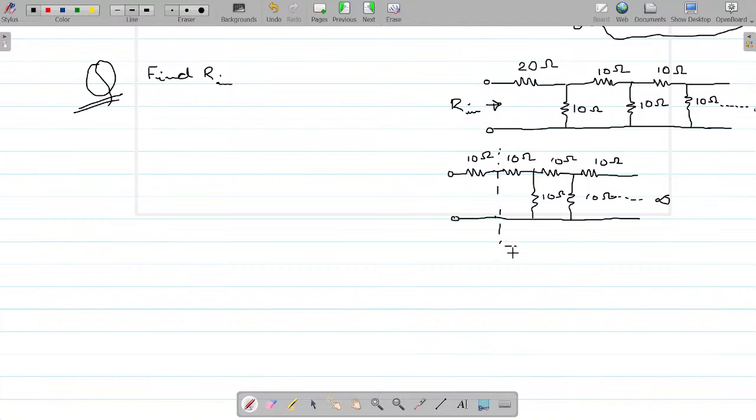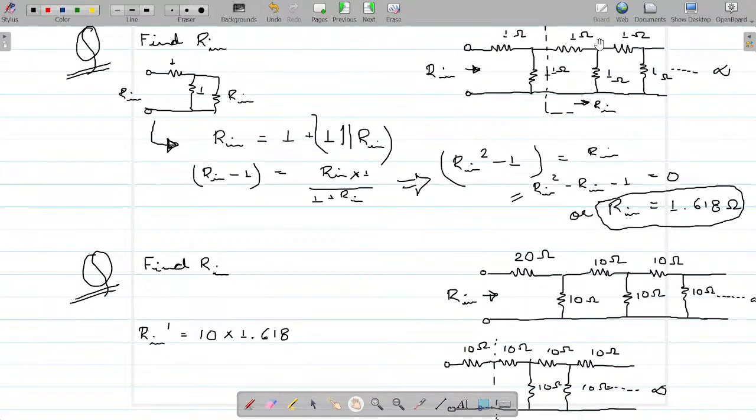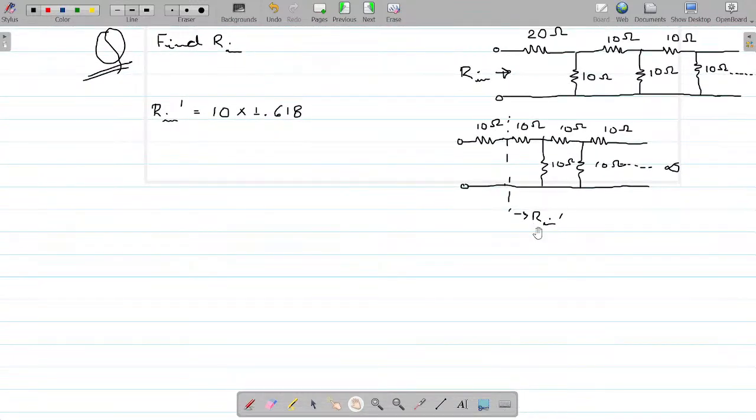Up till here, I am denoting it as R I N dash. Can I write R I N dash is equal to 10 times 1.618? Because in our previous question, what did we observe? We observed that each resistor was 1 ohm. In this question, I am talking about R I N dash. Please be careful. So it is 10 times what was given to you.